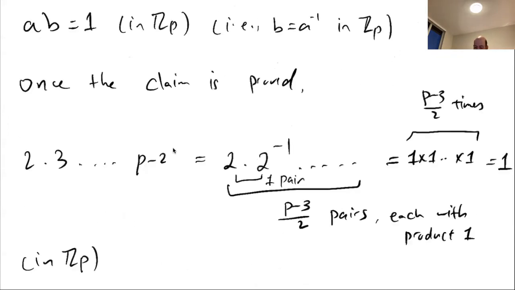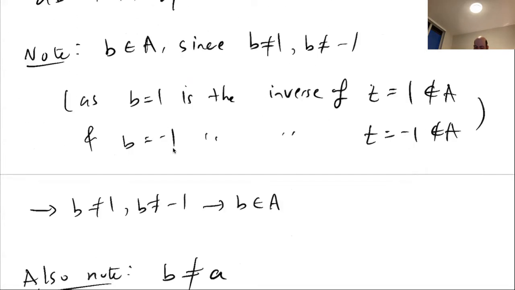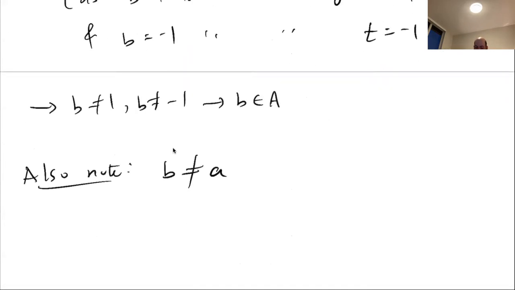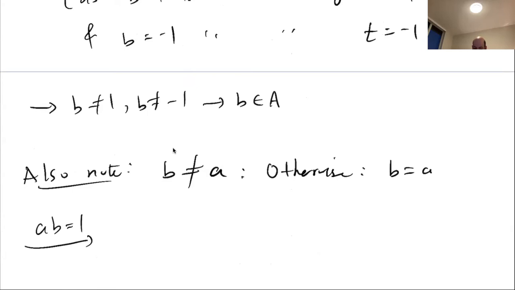So why are we now proving B is not equal to A? Because otherwise B will be equal to A, right? So AB, we know that AB is equal to 1 in Zp. And if B is equal to A, that means A squared equals 1 in Zp.